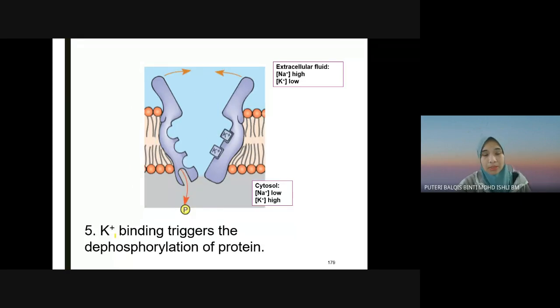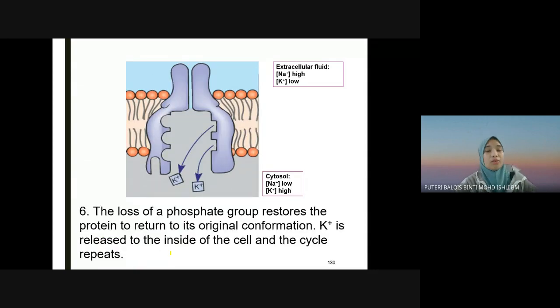Once 2K plus bind to the carrier protein, the K plus binding will trigger dephosphorylation. So what happens? Once K plus binds, it will remove the phosphate, or we call that dephosphorylation. Okay, the loss of phosphate group will restore the protein to its original conformation. So bila phosphate dah buang, dia akan open kepada bawah macam ni. Okay, so then the K plus will be released inside the cell. The cycle will be repeated. Okay, that is sodium potassium pump.